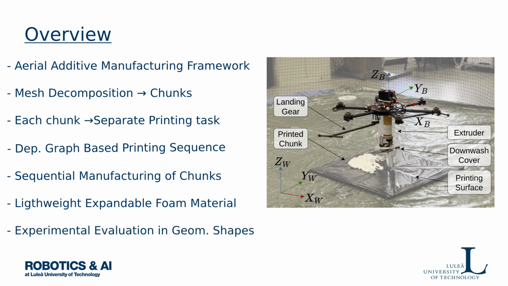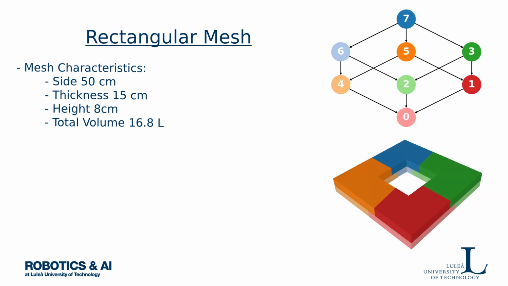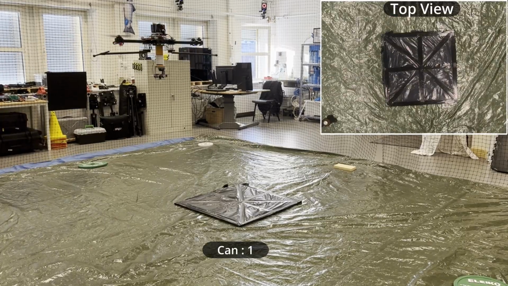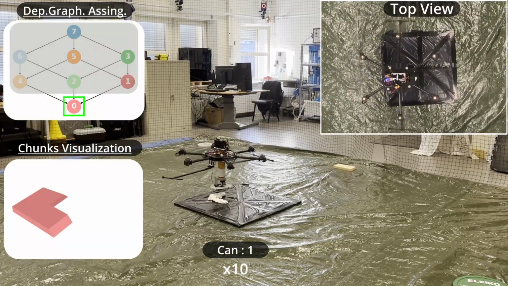An experimental evaluation is carried out for different geometric shapes. A rectangular mesh is printed first with a side of 55 cm and a volume of 13.2 liters. It is decomposed in 8 chunks and 4 cans were used to manufacture it. The whole sequence of the printing procedure is shown in the following video.